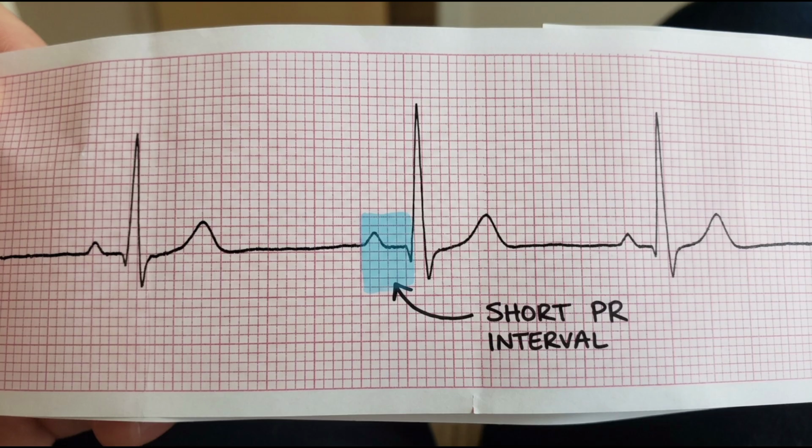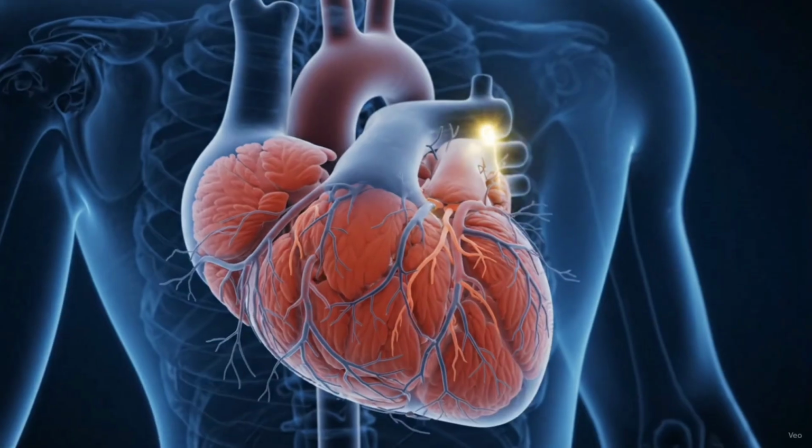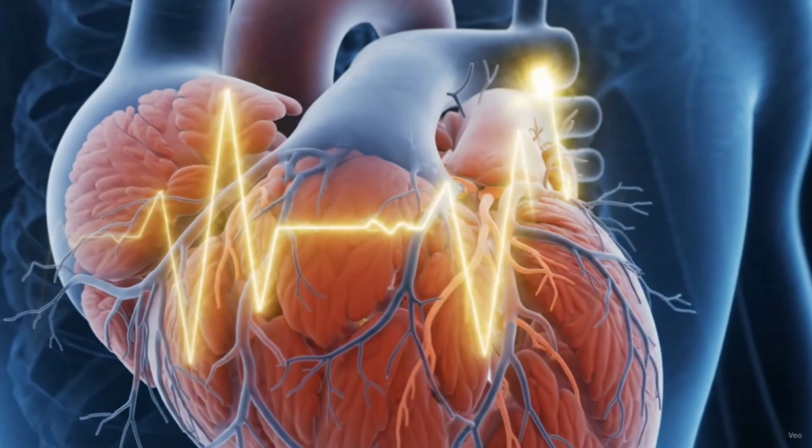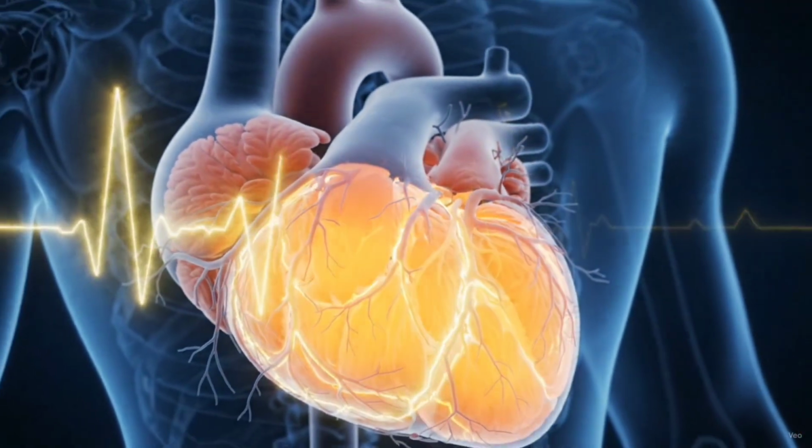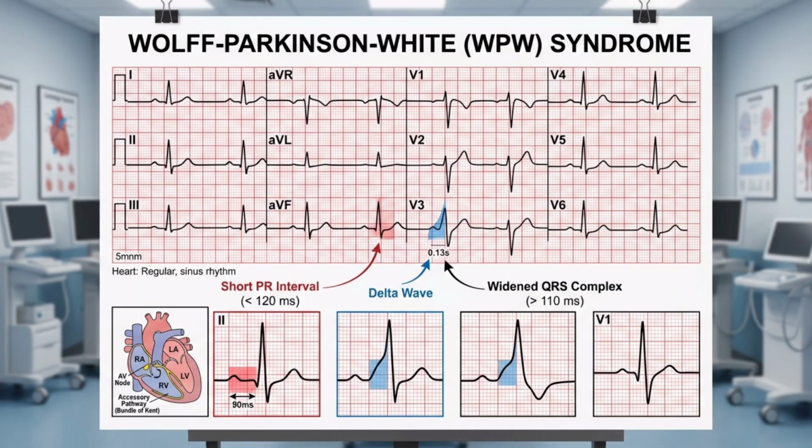In ECG interpretation, a PR interval shorter than 120 milliseconds may indicate abnormal conduction pathways. Accessory pathways can bypass the AV node and conduct impulses directly to the ventricles. Wolff-Parkinson-White syndrome is a classic cause of a short PR interval.